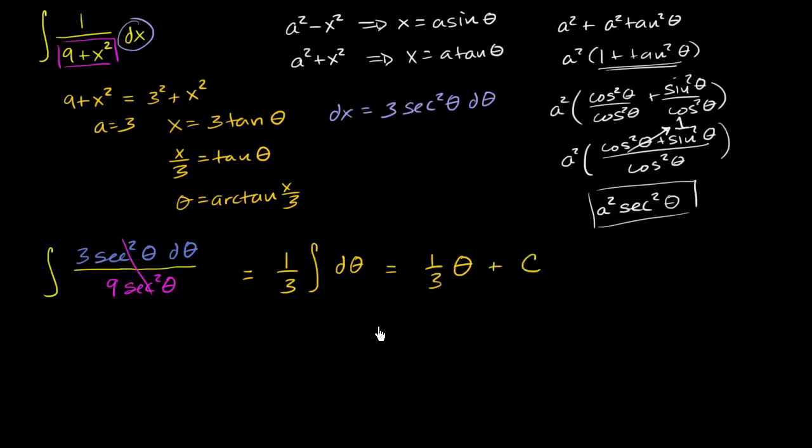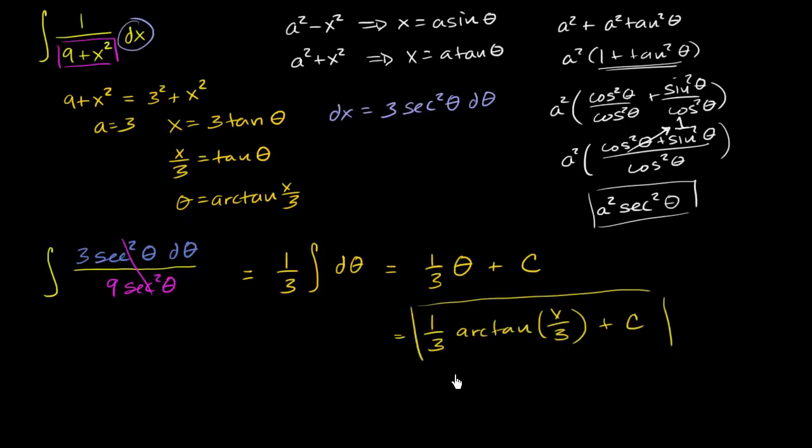And now we just have to put things in terms of x. We see theta is equal to arctangent of x over 3. So this is going to be equal to 1/3 arctangent of x over 3 plus c. And we are done.